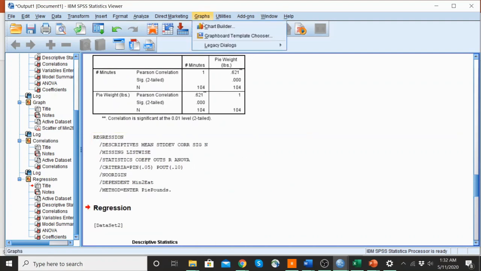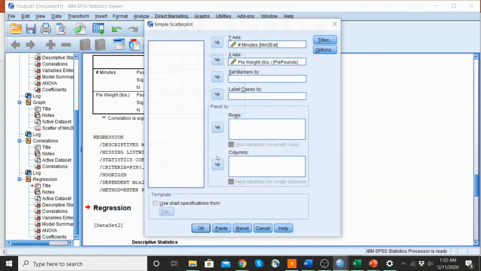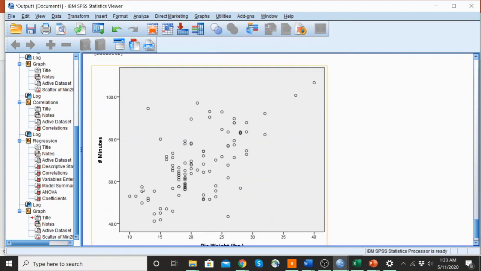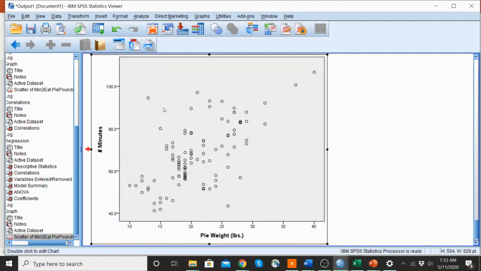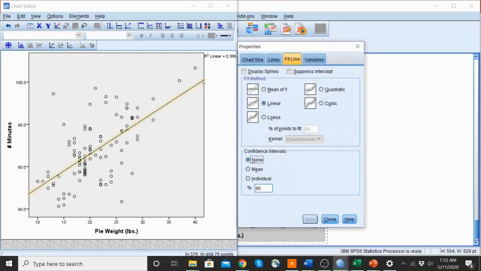Let me do one more graph. Scatter plot. This is what we had done before. But the difference between a correlation scatter plot and a regression scatter plot is that we can add the line. If you double click on it, remember, we're going to add right here. If you kind of hover your mouse over it, it'll tell you it's the fit line. So right here is our regression line.